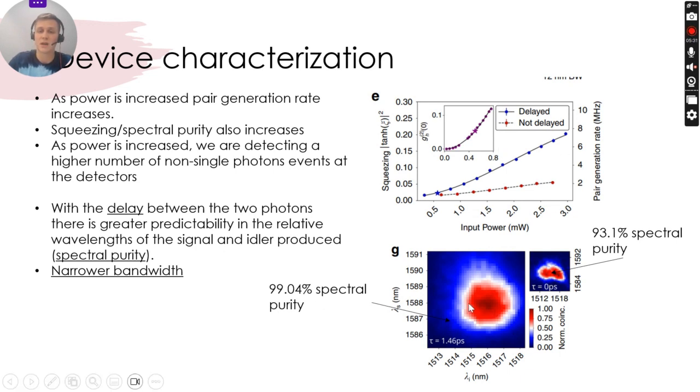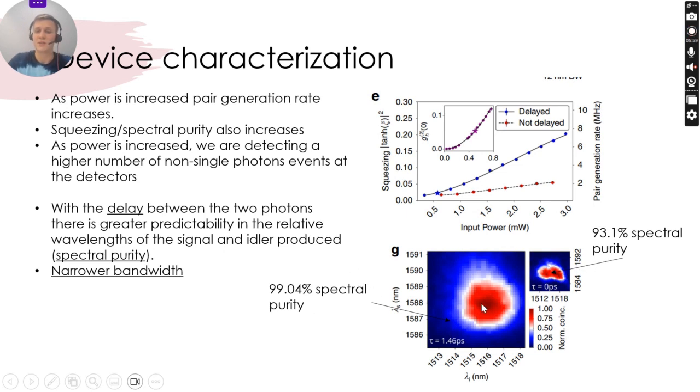On the other hand, for this delayed line, you get kind of a squeezing in of these outer lobes into a nice symmetrical and kind of circular shape here. And this circular shape just suggests that you have a greater predictability in the relative wavelengths of the signal and idler produced, or spectral purity. And from a single photon source, this is exactly what you want. You want nice predictable photons, as always. Okay?